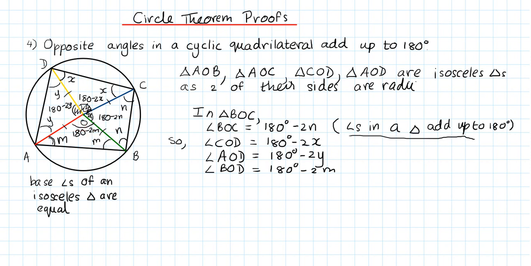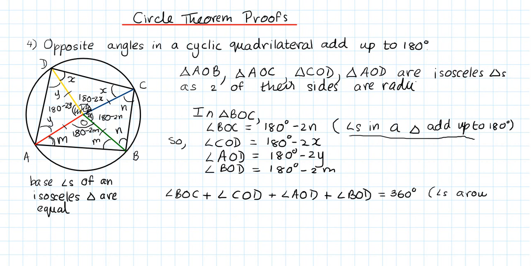We know that angles around a point add up to 360 degrees. So I can write down the following statement: angle BOC plus angle COD plus angle AOD plus angle BOD is equal to 360 degrees. The reason for this is angles around a point add up to 360 degrees.